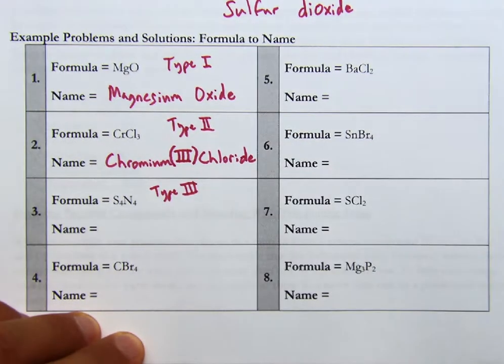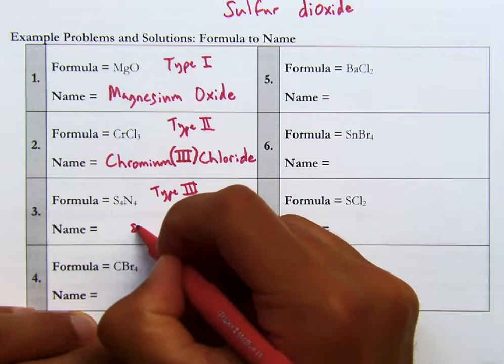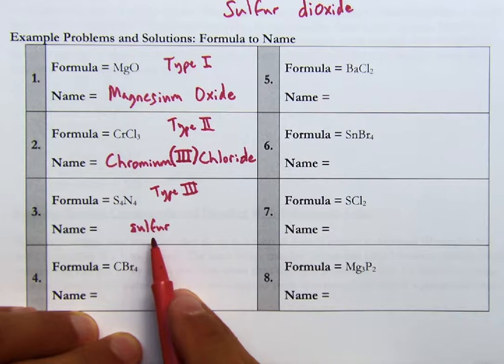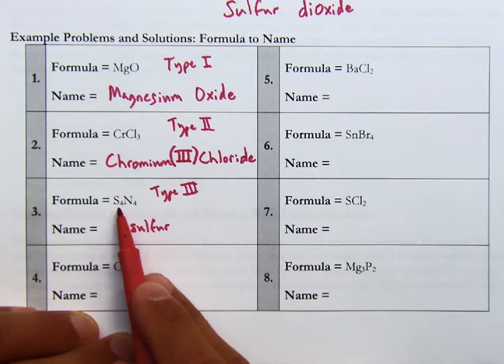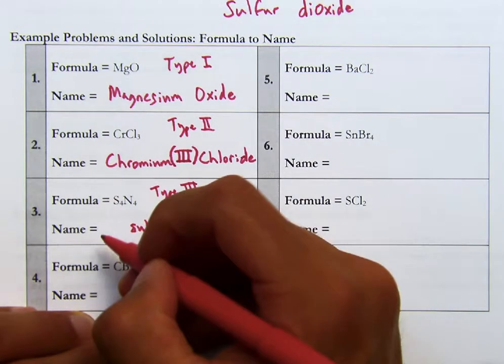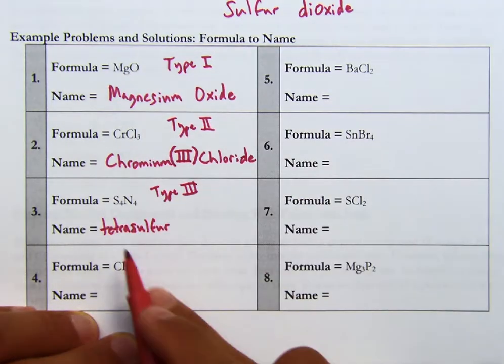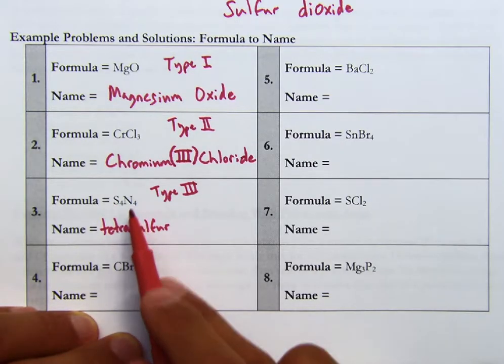Type 3 means we get to use our prefixes. Di, tri, tetra, hexa, mono, that kind of thing. So we have sulfur. So I'm going to write sulfur. Now, if it was just 1 sulfur, then we'd have it as sulfur. If it was 2 sulfurs, then we'd write disulfur. We have 4 sulfurs. The prefix for 4 is tetra. So I'm going to write tetrasulfur. Tetrasulfur, that means 4 sulfurs. And then I have 4 nitrogens.